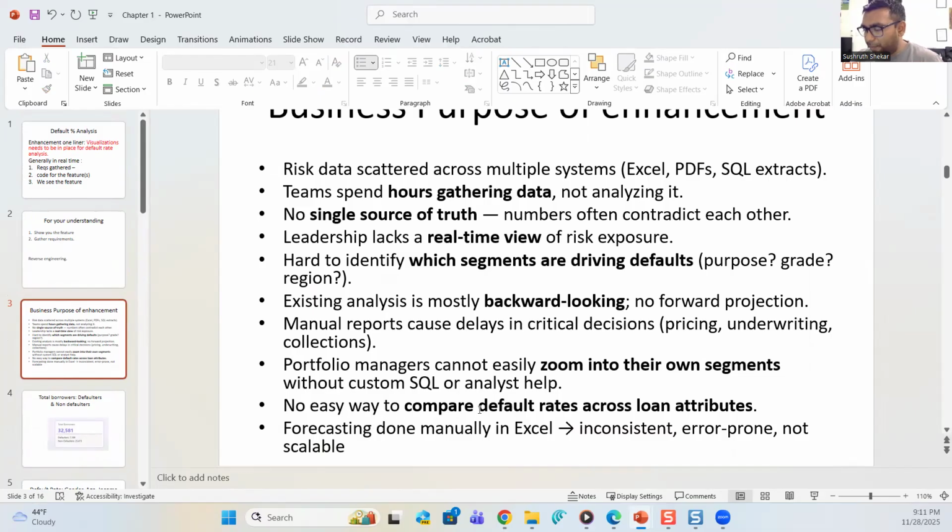No easy way to compare default rate across loan attributes. Forecasting is done manually in Excel. It's inconsistent, error prone, not scalable. Hence, we want these visualizations in place.